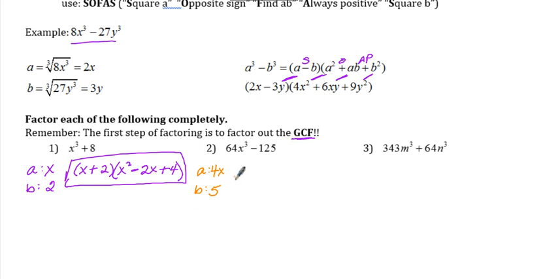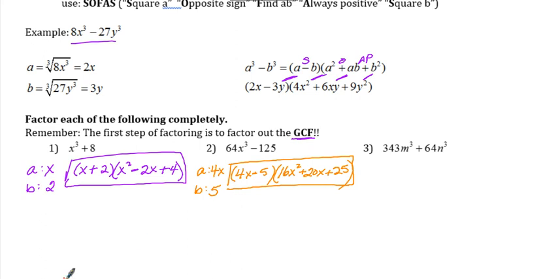Now let's use that to build our factors. The first factor has just an a and a b, and the sign is the same. The second factor has a squared, or 16x squared. The second term is a times b, which is 20x. And the last term is b squared, or 25. Now let me fill in my signs. Same sign, opposite sign, always positive. And I'm finished.